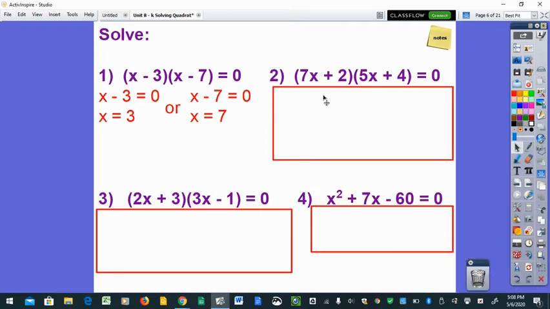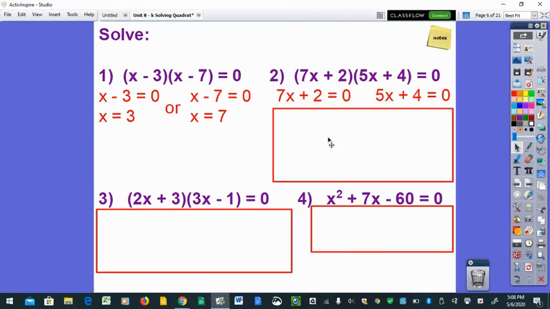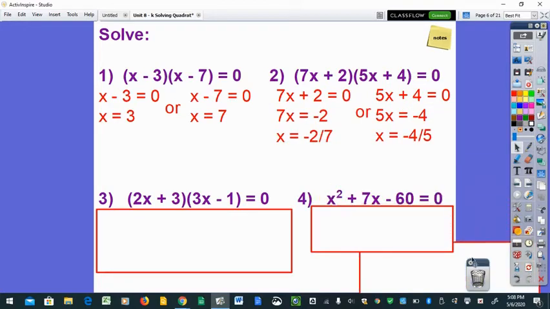To number 2, I'll tell you, this is where people make mistakes, because they'll just go in here and say, oh, it's -2 and -4. No, no, no. This is going to be a 2-step equation this time. This was only a 1-step. So either the 7x plus 2 has to equal 0, or the 5x plus 4 has to equal 0. You're going to subtract 2 and divide by 7. You're going to subtract 4 and divide by 5, and there would be your 2 answers.